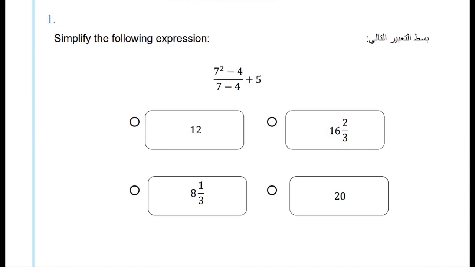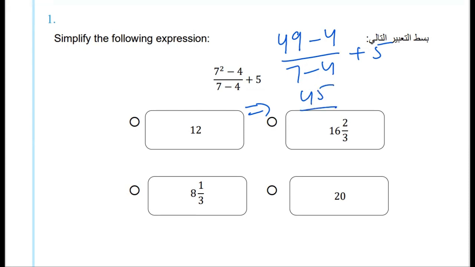First of all, we're going to simplify the numerator, which is 7 squared minus 4. 7 squared is 49, minus 4 on the top, over 7 minus 4 in the denominator, plus 5. In the next step, we have to subtract the numbers on the top and bottom. 49 minus 4 is 45, over 7 minus 4, that is 3, plus 5.